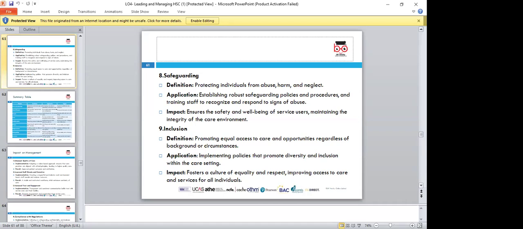Safeguarding, you are protecting the patients from abuse, harm, and neglect, okay? This ensures the safety and well-being of service users, maintaining the integrity of the care environment, very important. Inclusion, you are promoting equal access to care and opportunities regardless of background or circumstances. And you have to implement policies that surround inclusiveness and diversity. The impact is that it fosters a culture of quality and respect, providing access to care and services for all individuals.